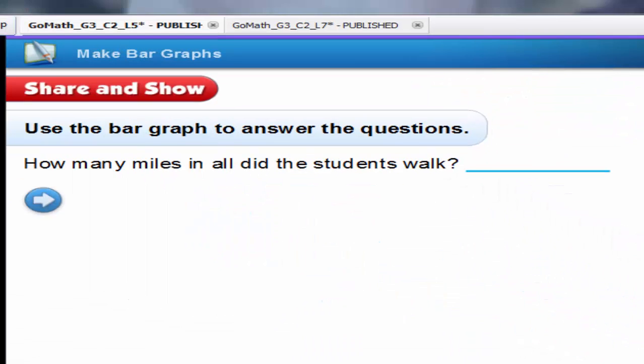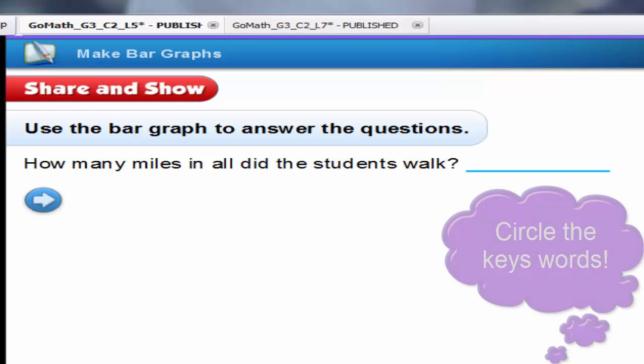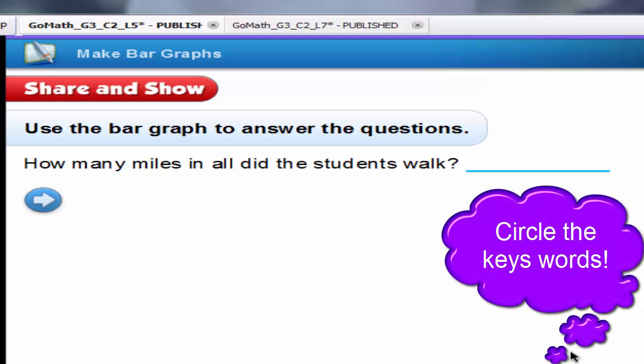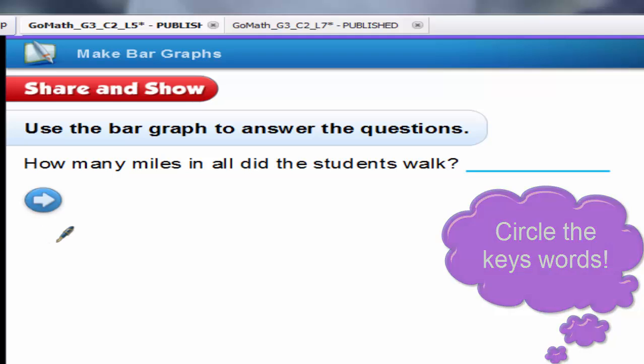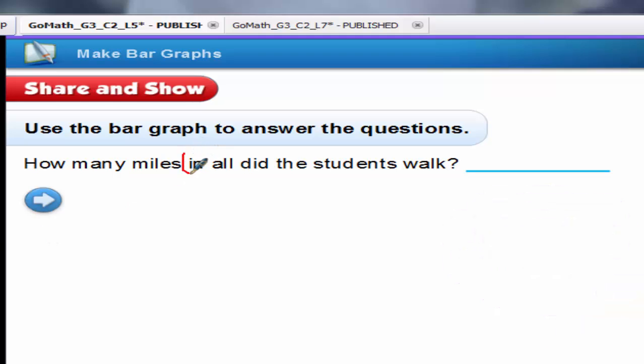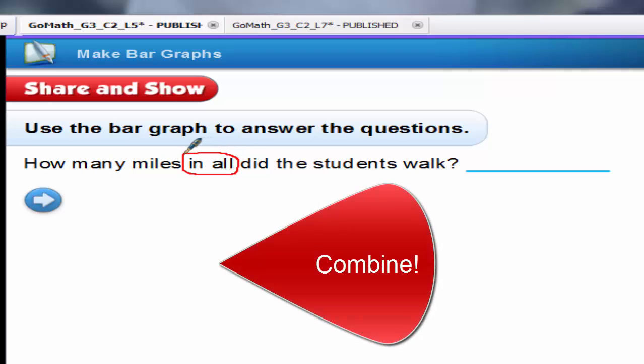How many miles in all did the students walk? First of all, I heard you saying that, boys and girls. You are catching on. We are going to circle the words in all. What does that tell us that we need to do? Combine. That's right. And when we combine, we're adding all those numbers.